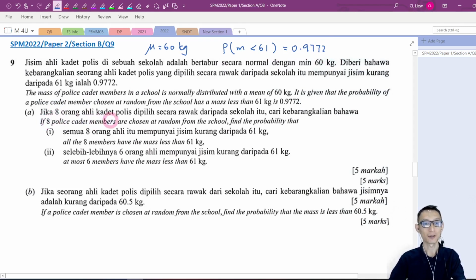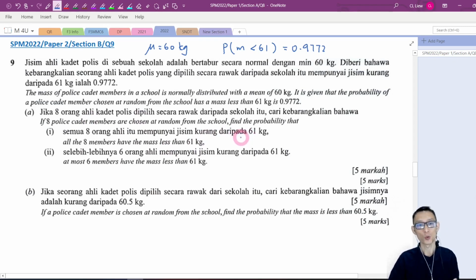Now, let's look at part A here. If 8 police cadet members are chosen at random from the school, find the probability that all the 8 members have the mass less than 61 kg. Until here, you might start to get confused because the question tells you that this is normal distribution, right? But when you look at part 1, you will notice that this is actually a binomial distribution question. So for binomial distribution, we need N, P, and Q. We have the N here, which is 8 given by the question. But what is P? Now, P is the probability of success.